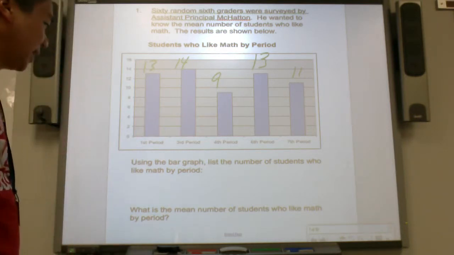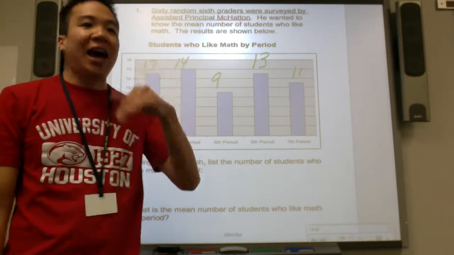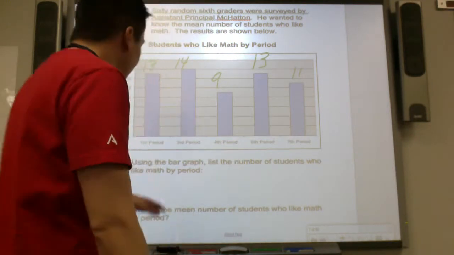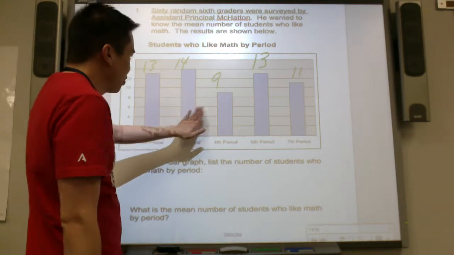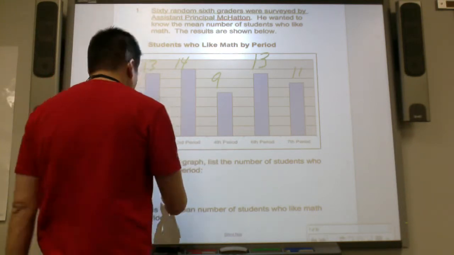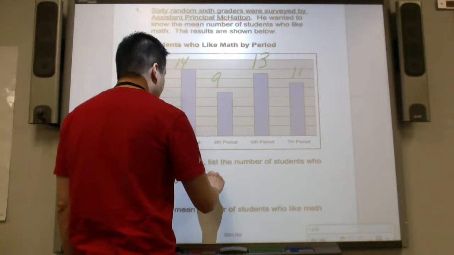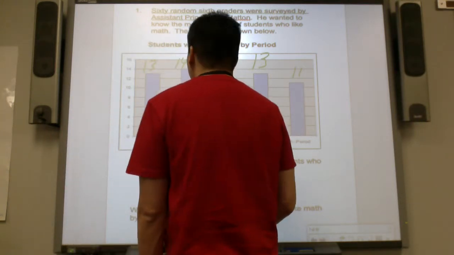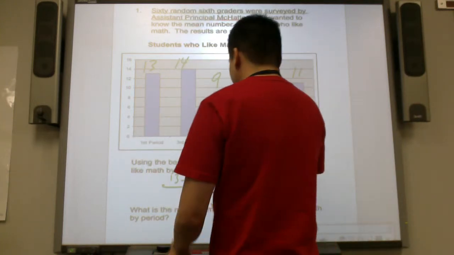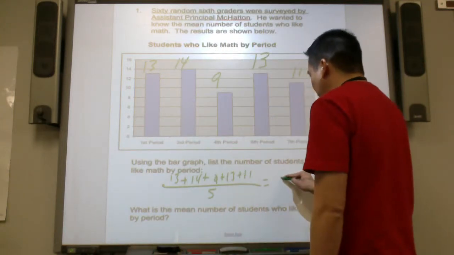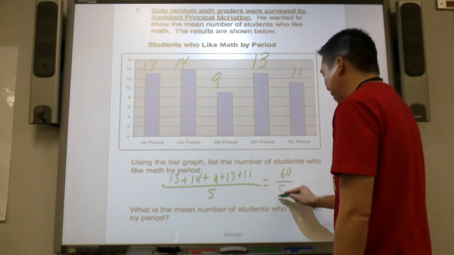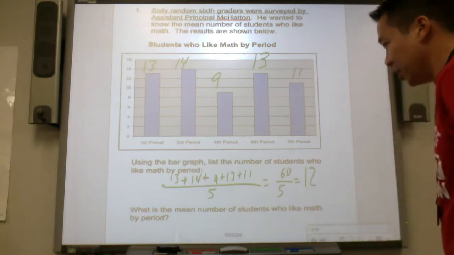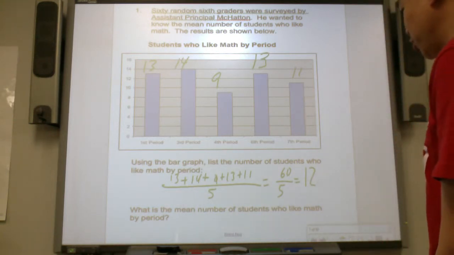So what is the mean, average? If I took the average class, how many students would like math in the average class? So just average. But this is above average, this is below average. We're talking about the average class. So we add 13 to 14 to 9 to 13 to 11, and we divide it by how many classes? 5. If you add up all these numbers, there are 60 students in all, divided by 5 classes. 60 divided by 5 is 12. So what is the mean or average number of students who like math?